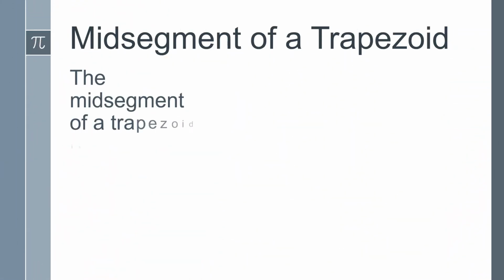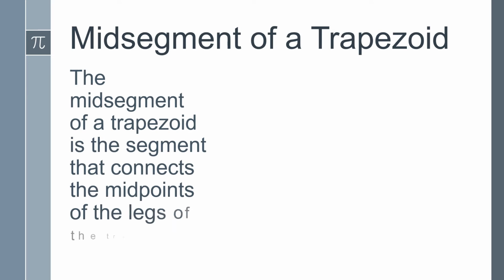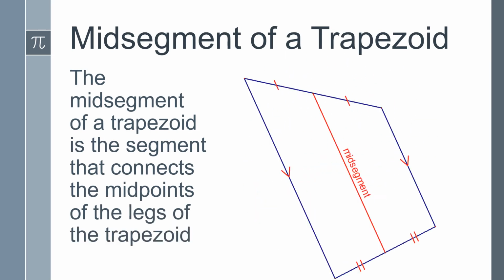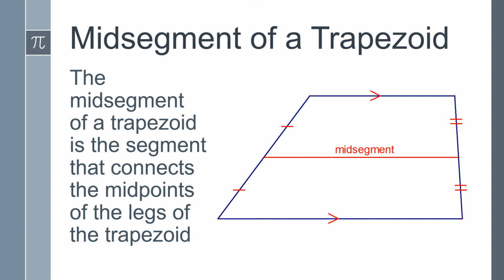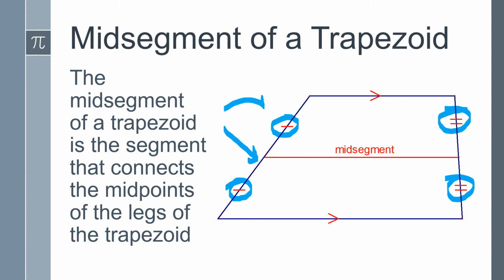Okay, so next we want to talk about the midsegment of a trapezoid. The midsegment of a trapezoid is a segment that connects the midpoints of the legs of the trapezoid. So you're looking for that and that. Those are midpoints, right? That's going to be a midpoint right there because those two segments here are congruent. This is going to be a midpoint here because this segment and this segment are congruent. So those are our clues.